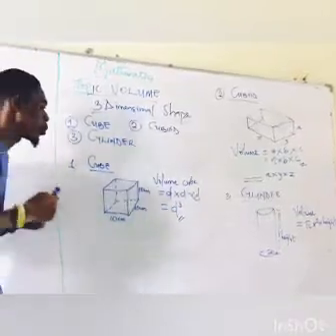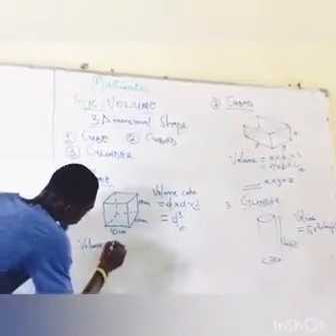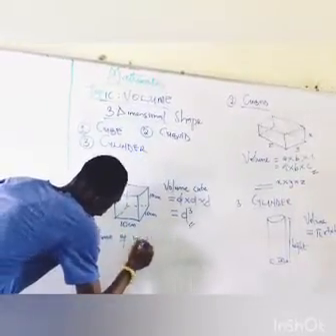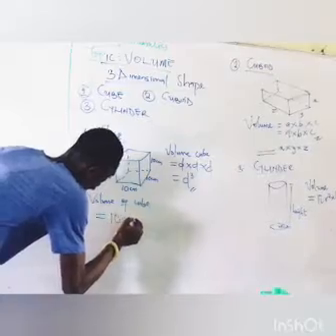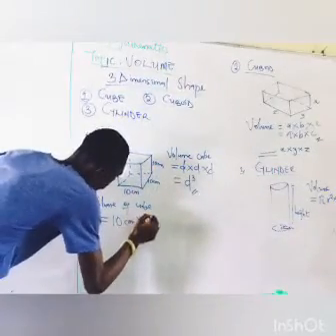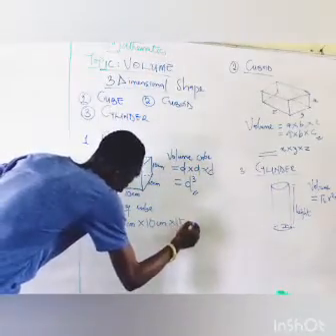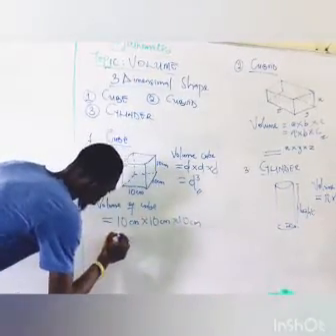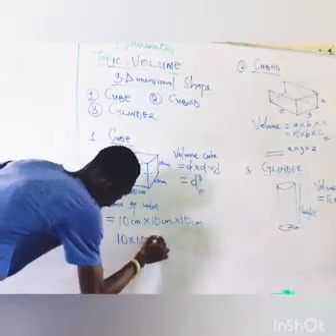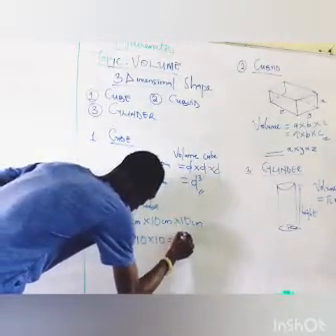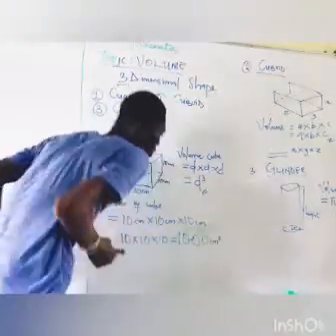Now, if you are asked, what is the volume of this cube? Volume of cube is equal to 10 centimeter multiplied by this 10 centimeter multiplied by this 10 centimeter. That will give us 10 times 10 times 10, which is equal to 1000 centimeter cube.